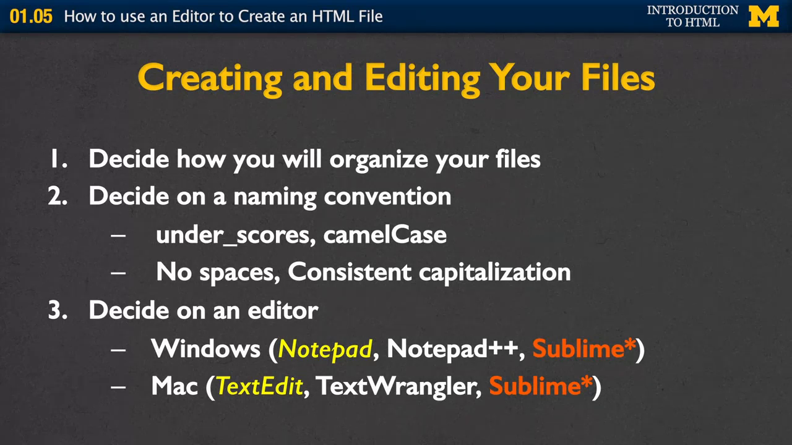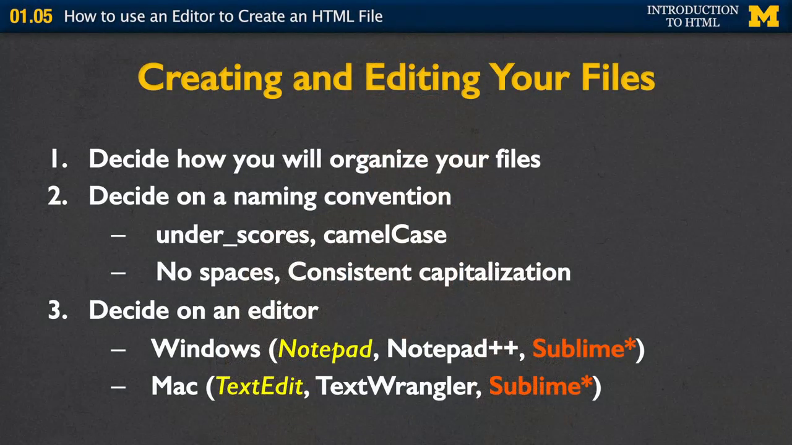Second, you need to decide on a naming convention. This is just a fancy way of saying decide how you're going to name your files. So although many people use a Mac and you're allowed to use spaces in your file names, this is not something you want to do when you're writing code. So decide that if you have two words you want to put together, if you're going to use underscores to connect them, or something we call camel case, where you capitalize the first letter of each word. Just remember, never use spaces and be very consistent about your capitalization if you're going to use it.